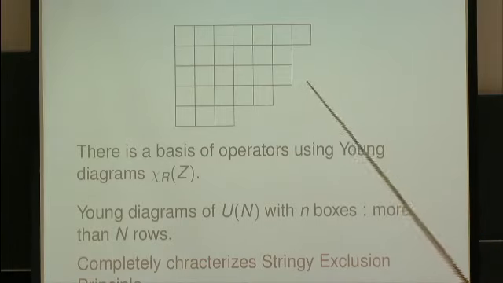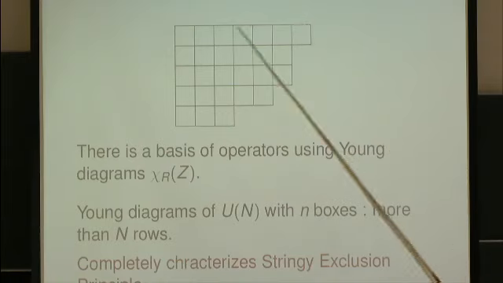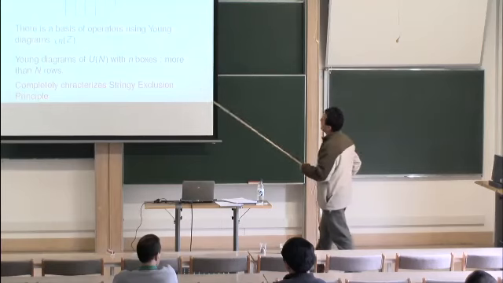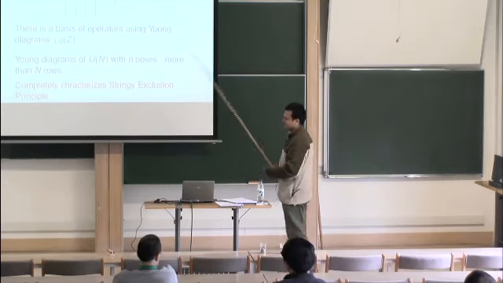So for each Young diagram, which I'm going to call R, there is a half BPS operator, which I'm going to call chi R of Z. Now, Young diagrams come up in representation theory of U(N). They also come up in representation theory of S_n. So if I have exactly little n boxes, then that corresponds to a representation of S_n. And if I consider all Young diagrams with little n boxes, that's all representations of S_n.